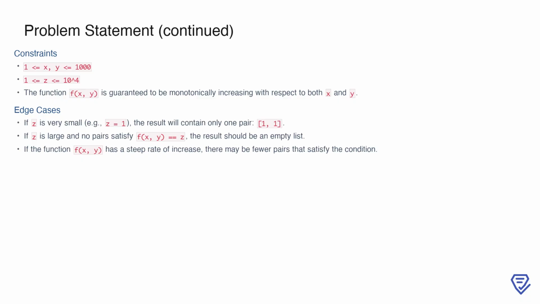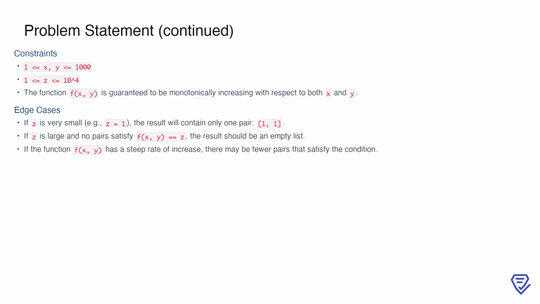There are a few important constraints to keep in mind for this problem. The values of x and y must both be between 1 and 1000, and the target value z lies between 1 and 10,000. Additionally, the function f(x, y) is guaranteed to be monotonically increasing with respect to both x and y. This property ensures that the search space for solutions is manageable.